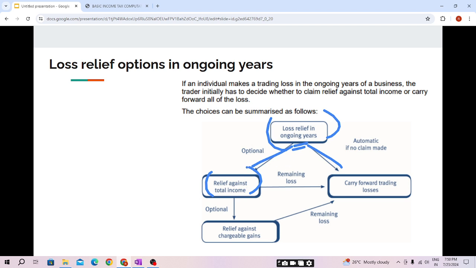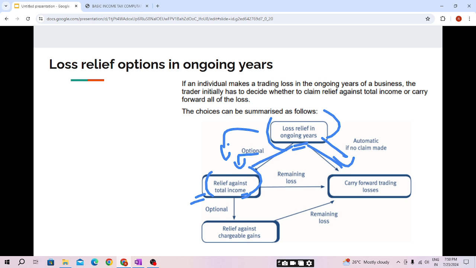So an individual has the option to relieve it against the total income. The loss can be set off against the total income if the option is selected. If not, it will be automatically carried forward to the next future years. So students, if an individual has incurred a trading loss, the individual has the option to carry forward or set it against the total income.